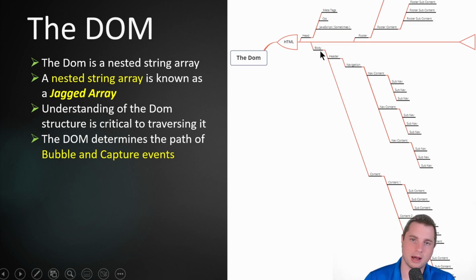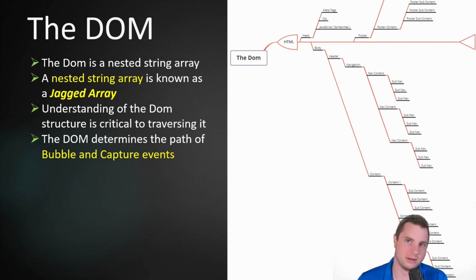So inside of this body is an array, and that's going to have header and then content. Inside this header, it's going to be another array, and it's going to have navigation. All right, it's an index of 1. Well, technically index is 0. There's one item in that index, or in this array of header. Navigation is going to be its own array, and it's going to have 3 indexes of nav content. Each nav content has 3 sub-nav contents. Okay, this is why it's called the jagged array, because you have nested arrays in everything. This is how the DOM is stored.